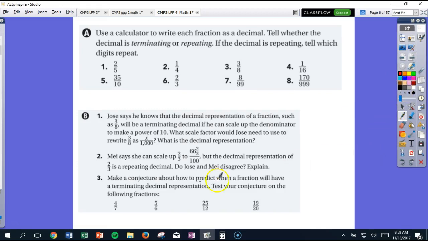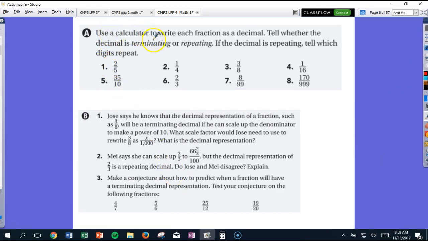So as we look at the problems here, part A just asks you to use a calculator to write a fraction as a decimal. Remember, this just means 2 divided by 5. Many times I get asked, how do I put fractions into the calculator? Well, you just do what it says, 2 divided by 5. That'll be your fraction. Part B, Jose and I have some different ideas about things. Do they agree? Do they not? And then it asks you to make a conjecture or a decision or come up with an idea or a theorem about how to predict when a fraction will have a terminating decimal representation.